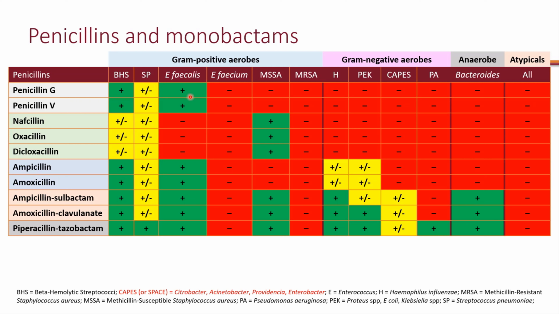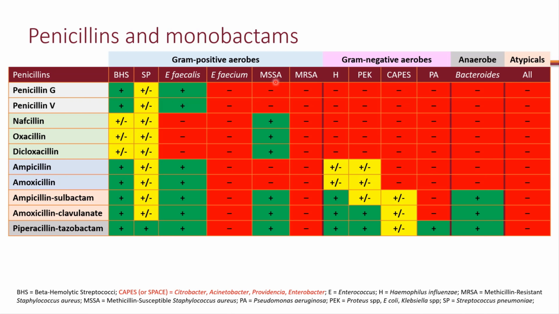Now, they are active against most E. faecalis, but they have no activity against Enterococcus faecium, and they are not active against any Staphylococcus aureus. So MSSA and MRSA are not active. There is a small subset of Staphylococcus aureus called penicillin susceptible Staph aureus that these agents are active against, but those are essentially less than 10% of all Staphylococcus aureus.